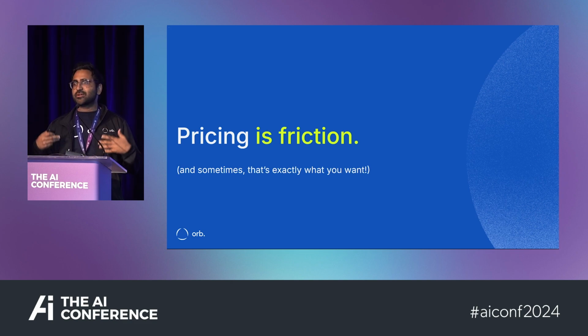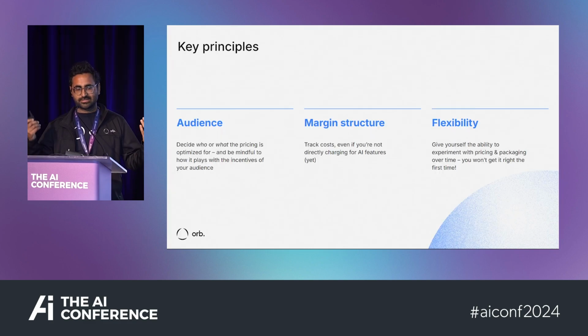So you start thinking about pricing like friction. You can think of it as steps in a new user flow where adding some friction is good, adding too much friction leads to drop-off, and so you need to think about how to balance those two things. There's three key principles I want to cover today around pricing.